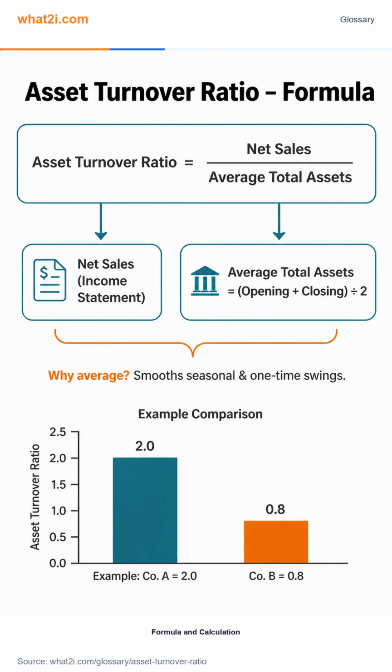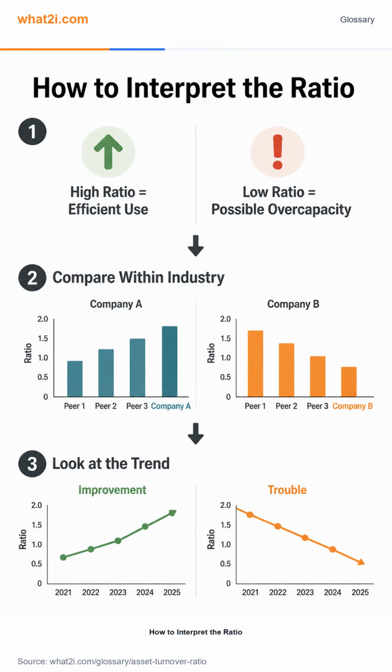For example, Company A has a ratio of 2, meaning it generates $2 of sales for each dollar of assets, while Company B's 0.8 shows it's less efficient. A high asset turnover ratio means you're generating more sales from each dollar of assets, which signals efficiency. But what counts as a good ratio depends entirely on the industry. Comparing across different sectors can be misleading.